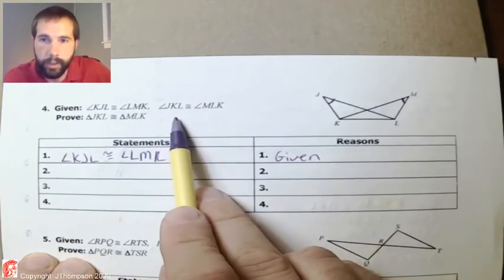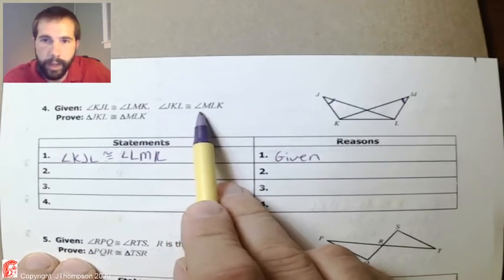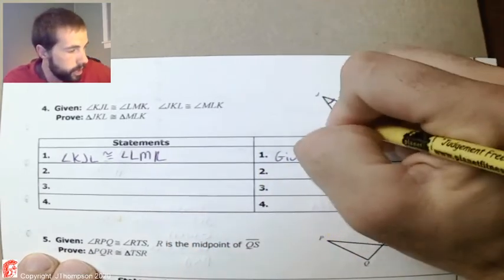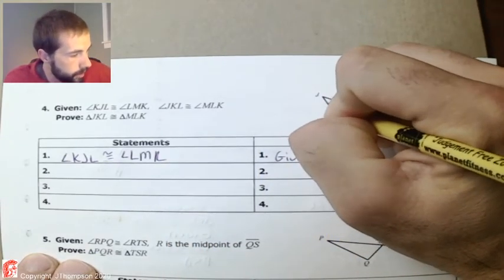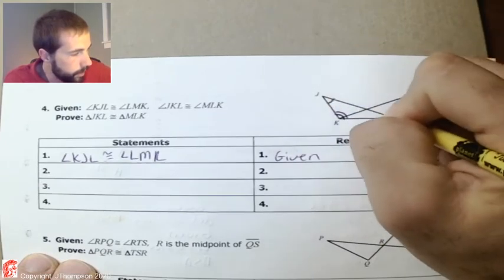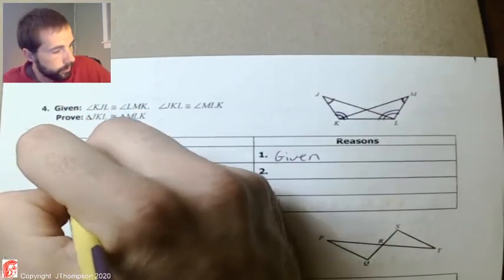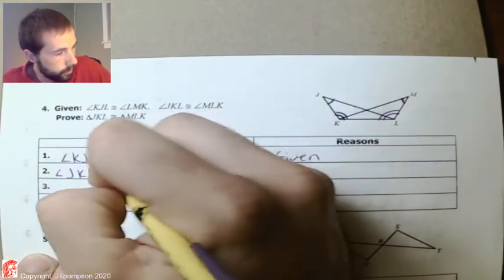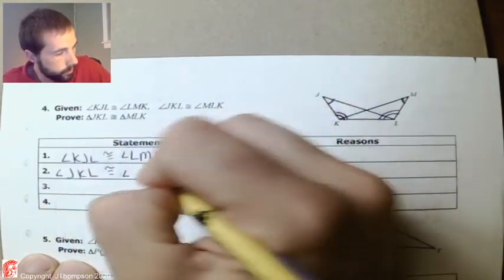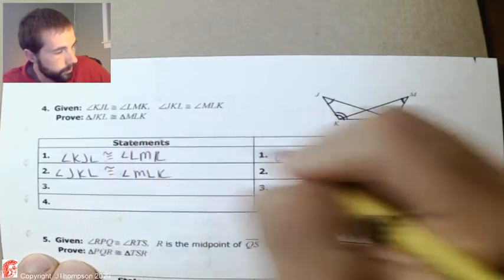The next thing is angle JKL is congruent to angle MLK. So JKL, that's the bottom left. MLK is the bottom right. That was given.